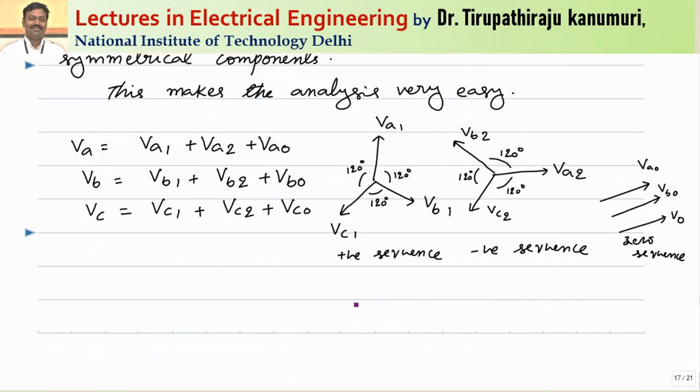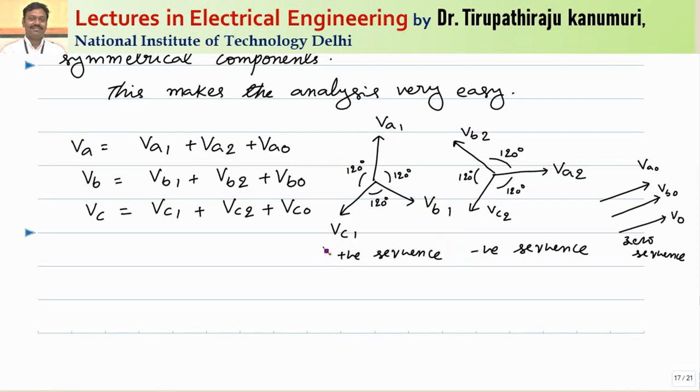What are those symmetrical components? Let us take for example a voltage VA. The voltage VA, the voltage of phase A, will be a combination of three sequence components. One is the positive sequence component, the second is the negative sequence component, and the third is the zero sequence component. Similar is the case for phase B and for phase C. And these symmetrical components are like this. This is the first component. This component, VA1, VB1 and VC1, is called the positive sequence.